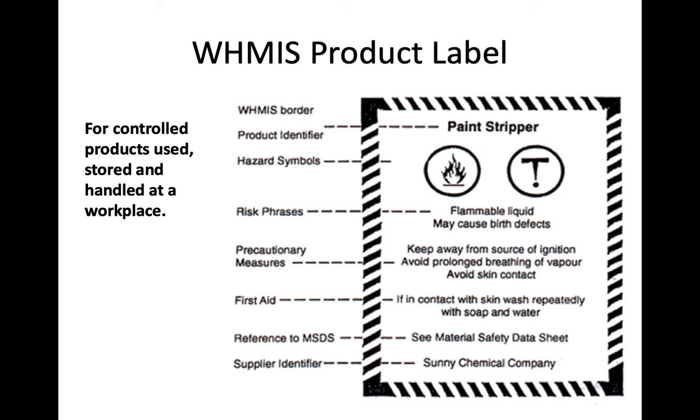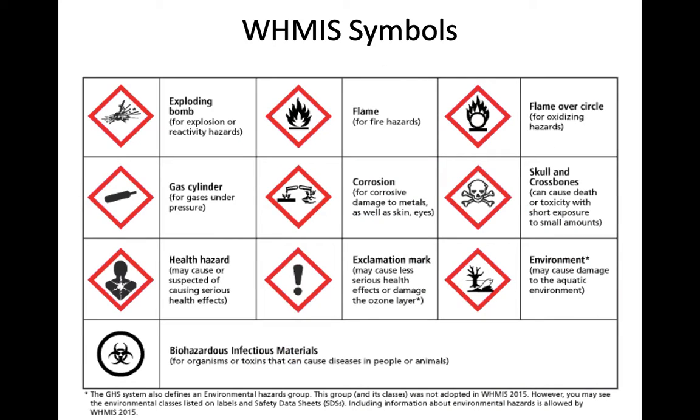As we have learned in WHMIS, there are more than two hazard symbols, but these are just some examples of the symbols they usually have. I'll leave that here. More examples of symbols: the flame, exploding, gas cylinder, health hazard, exclamation mark, environment. And the last one down here, which we probably see very often: biohazardous material, infectious materials.